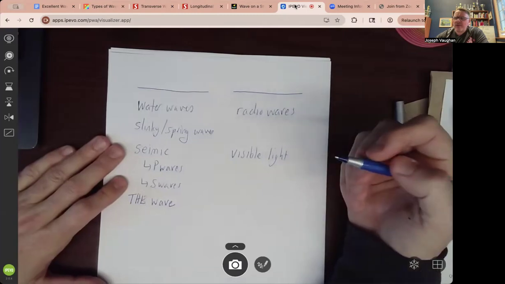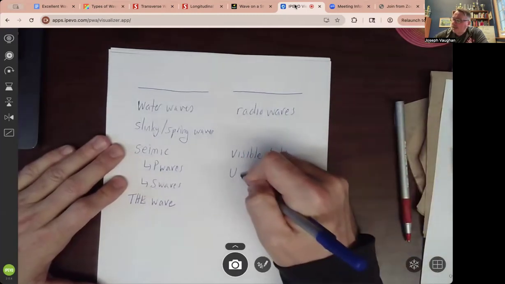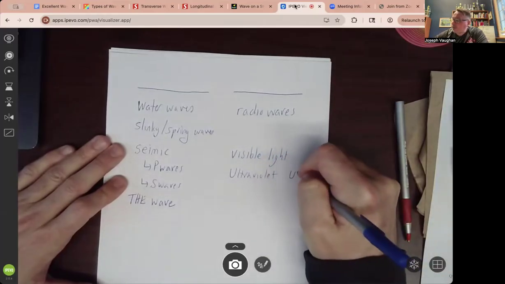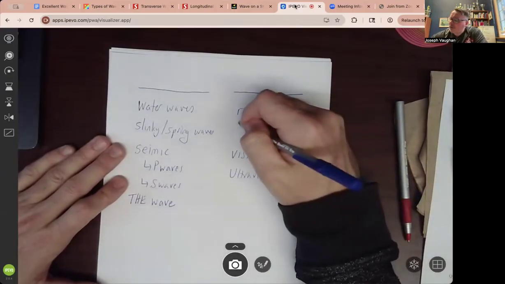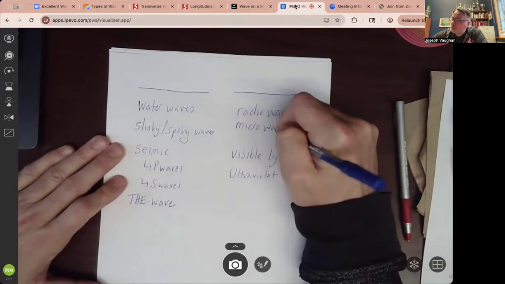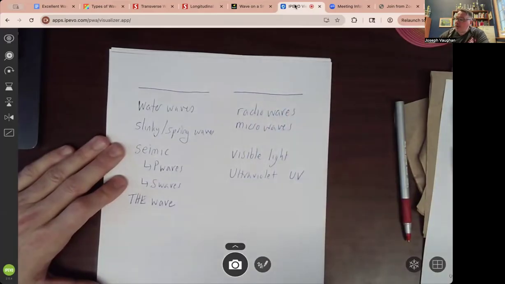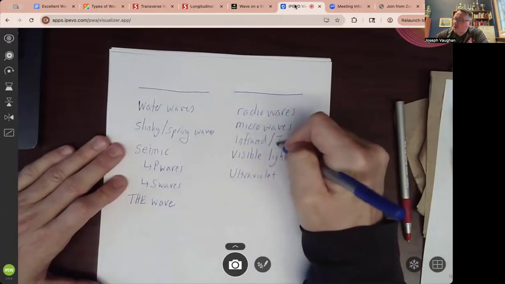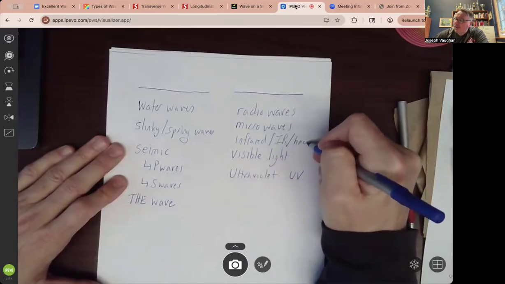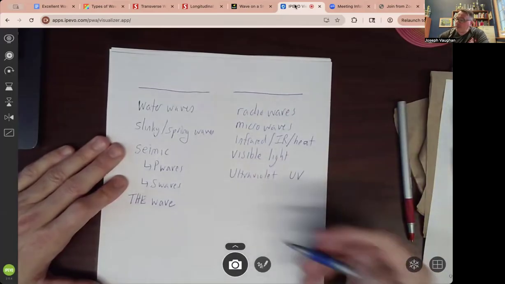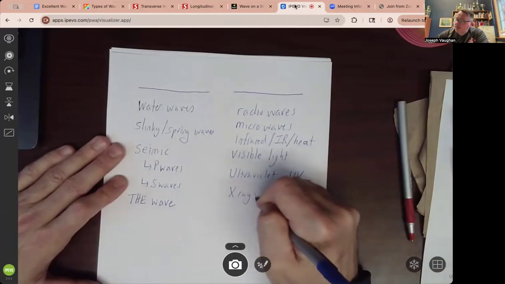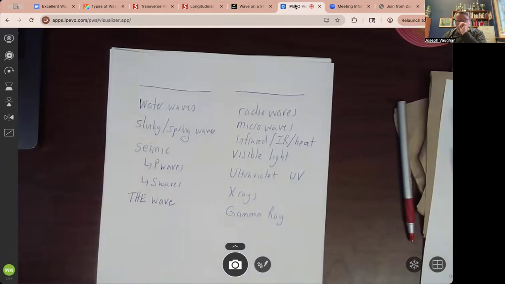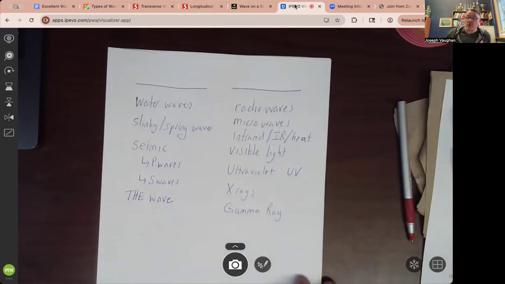Right over here, you might have thought of other types of waves like, I don't know, ultraviolet. And that's the last time I'll actually write the word ultraviolet. I'll write UV. Okay. You may have thought of microwaves. Okay. And then you may have thought of infrared waves, which are also called IR waves, which are also called heat waves. You might have thought about X-rays and gamma rays. And these are going to be all of the waves that we're going to be dealing with throughout the course of this course.